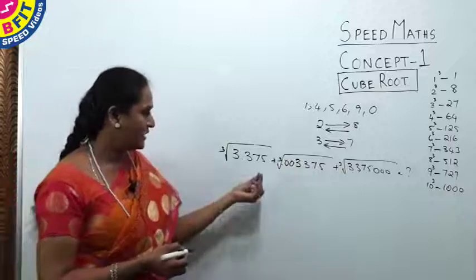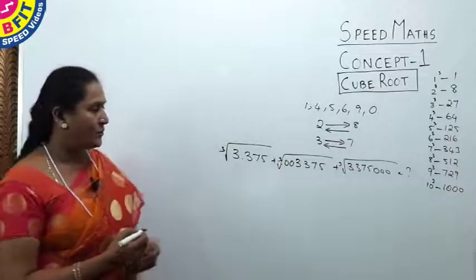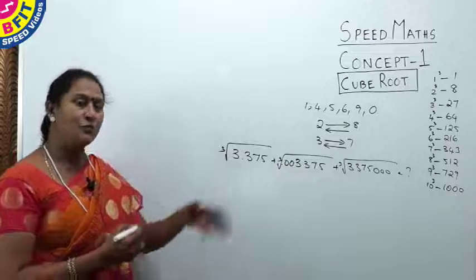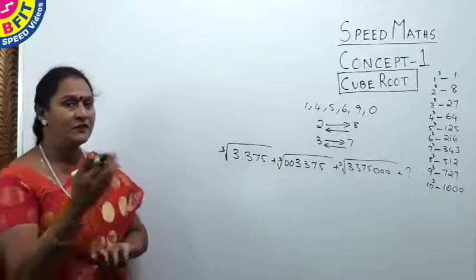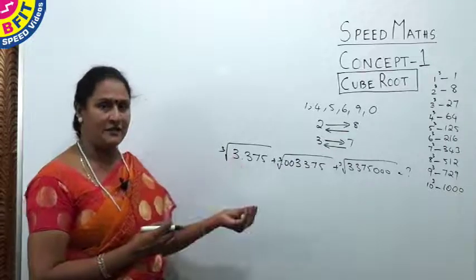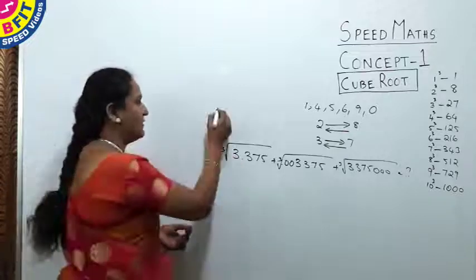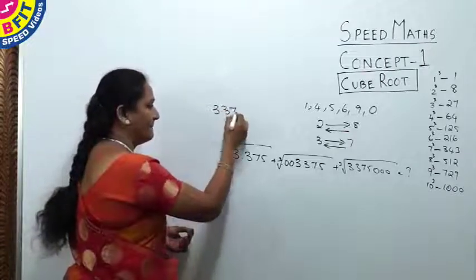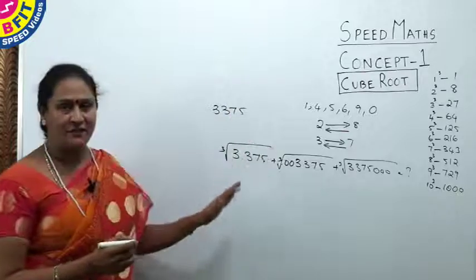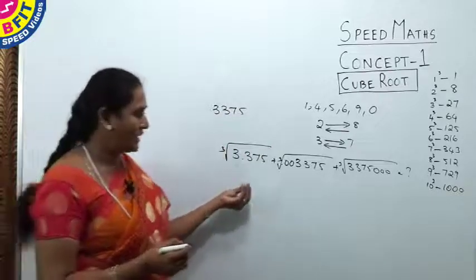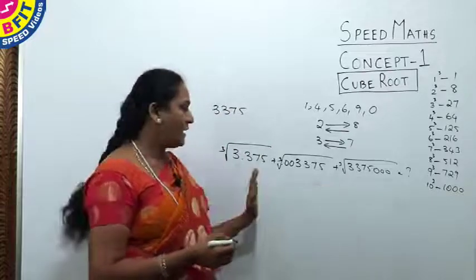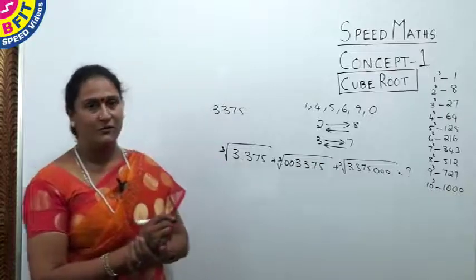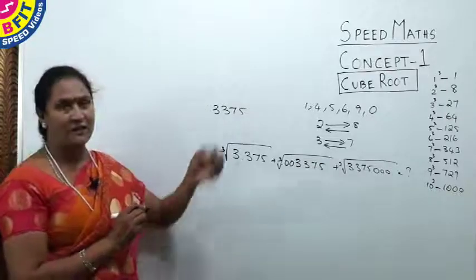So when you check here 3375, it is a cube root. So what is the cube root of 3375? First we will get the cube root of this integer, not a decimal, 3375. And only the decimals differ. Using this value, we can place the decimals accordingly and then we will add and give the values. So now what is the cube root of 3375?